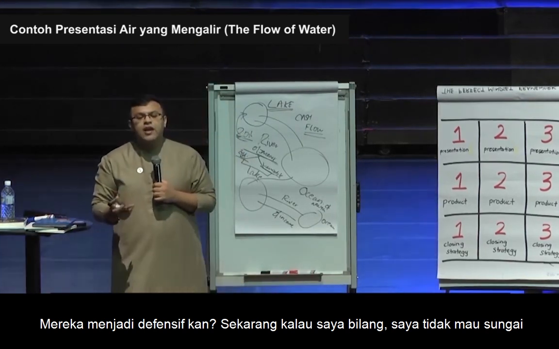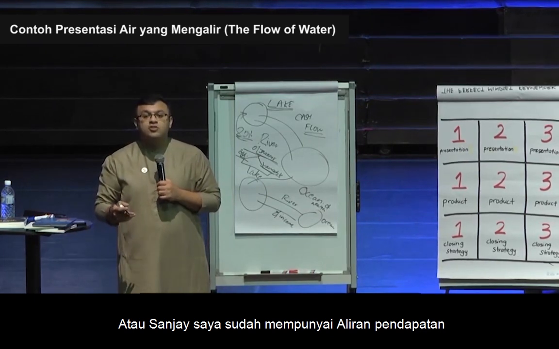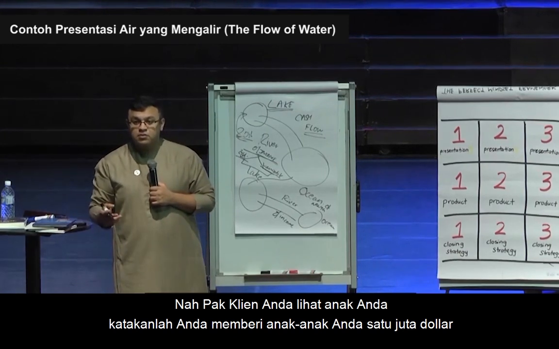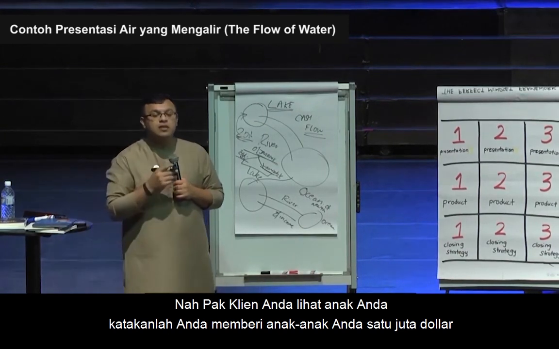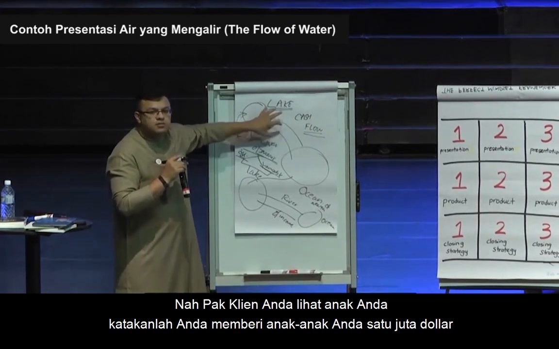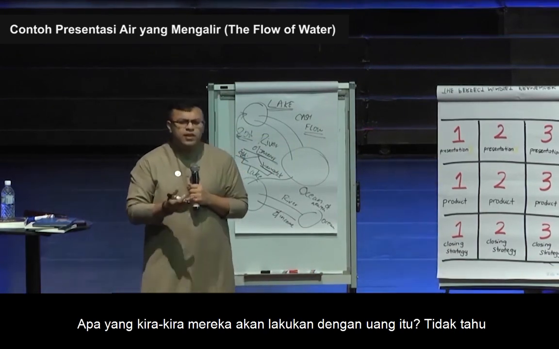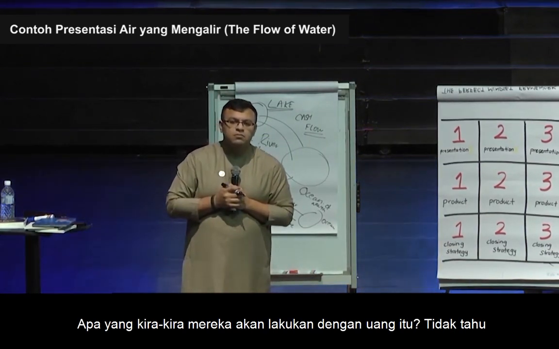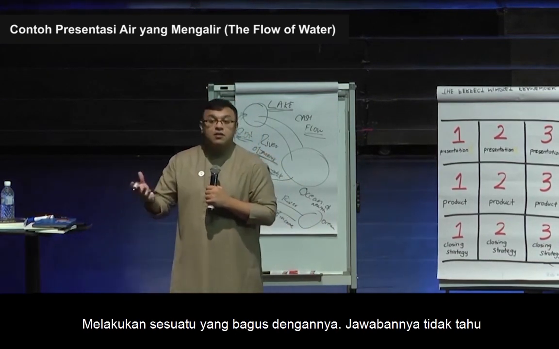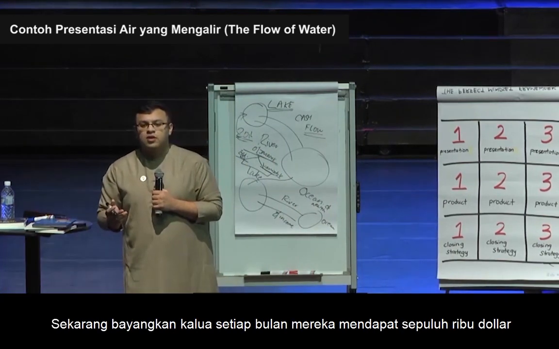Now, let's say they say, I don't want a river. Or, Sanjay, I already have a river of income. Well, Mr. Client, you see, your children, let's say you give your children $1 million. What do you think they will do with it? They will either spend it, invest it, do something nice with it, we don't know. The answer is, don't know.